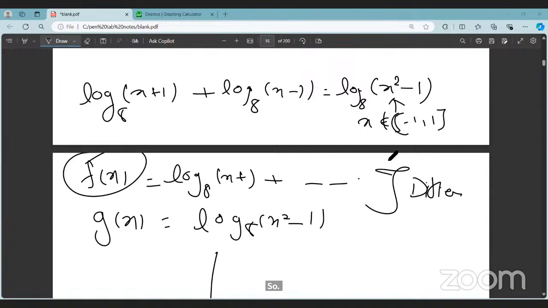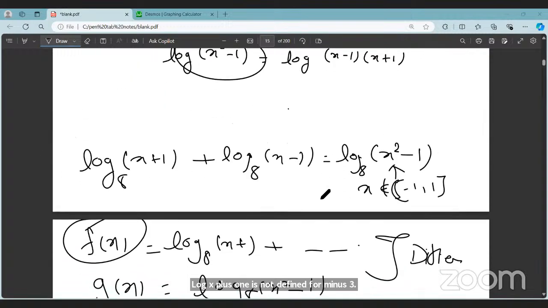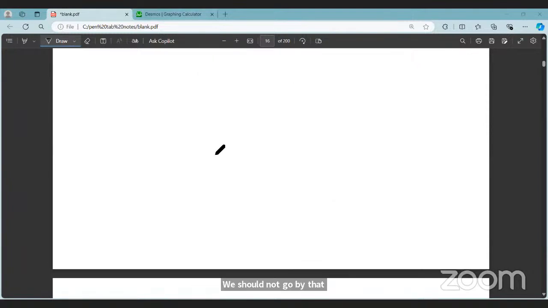Log of x plus 1 is not defined for minus 3. So that's why we discard minus 3. We should not go by the log of x square minus 1 because we came to that using some property and multiplied, and that gives you an illusion that it should probably be valid for minus 3, which is wrong.